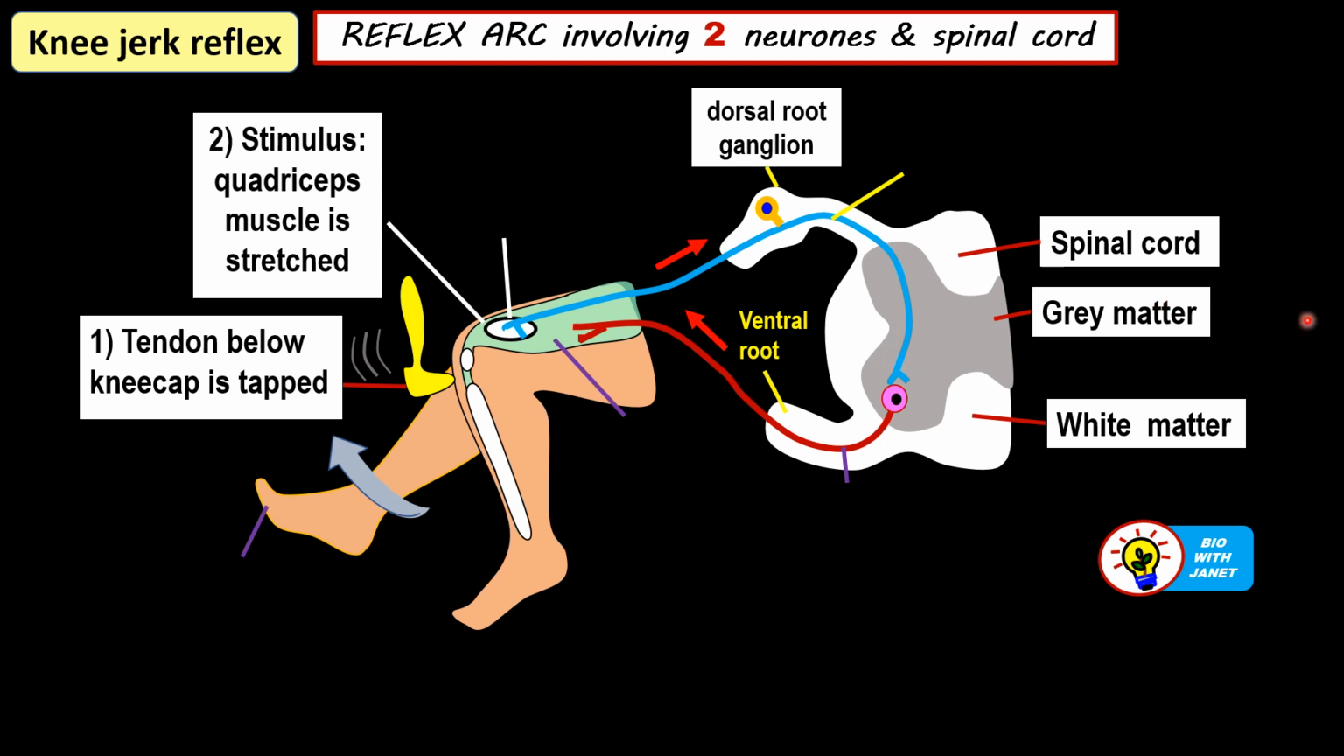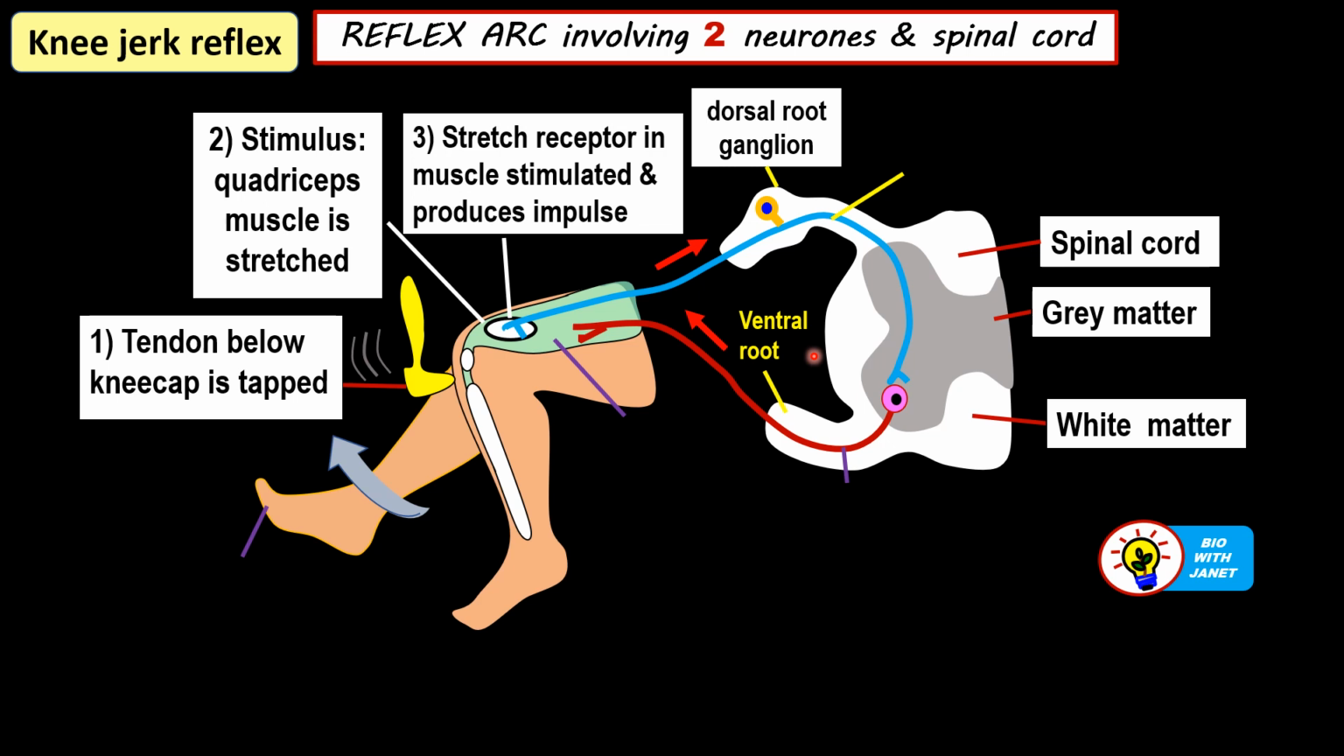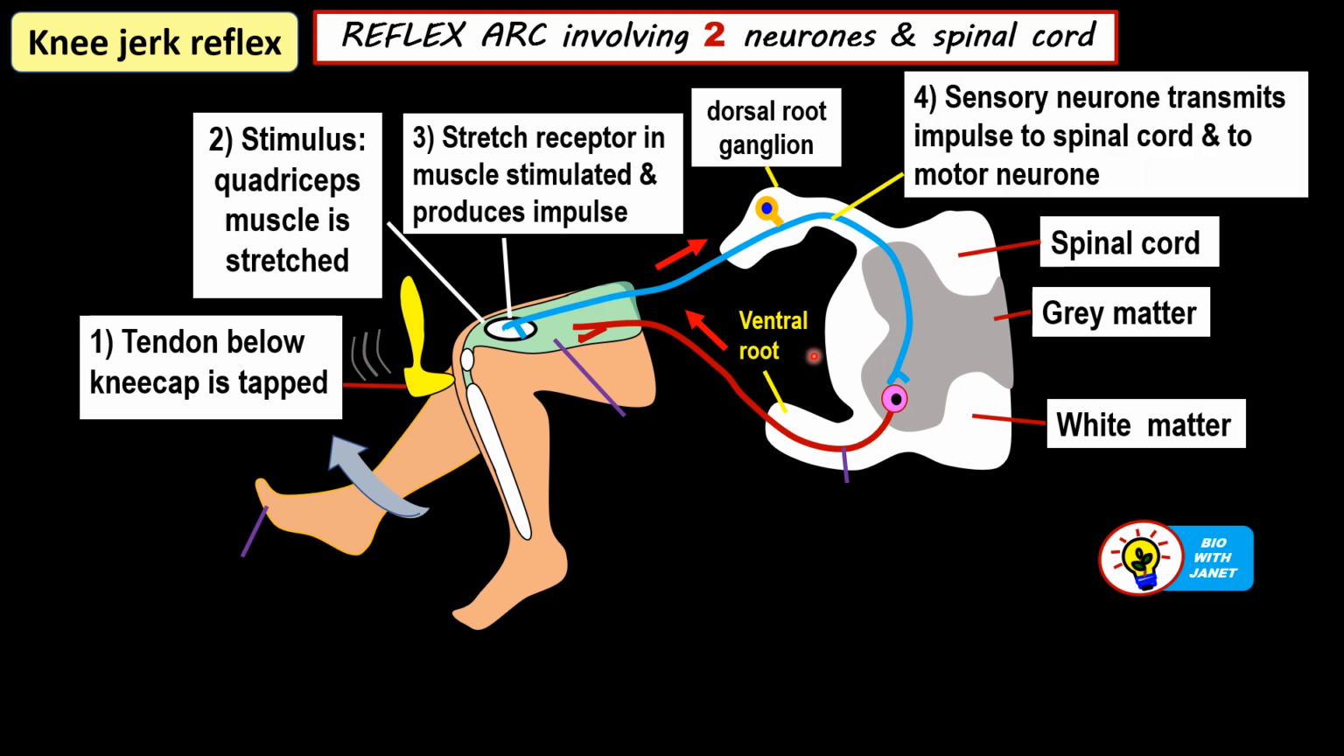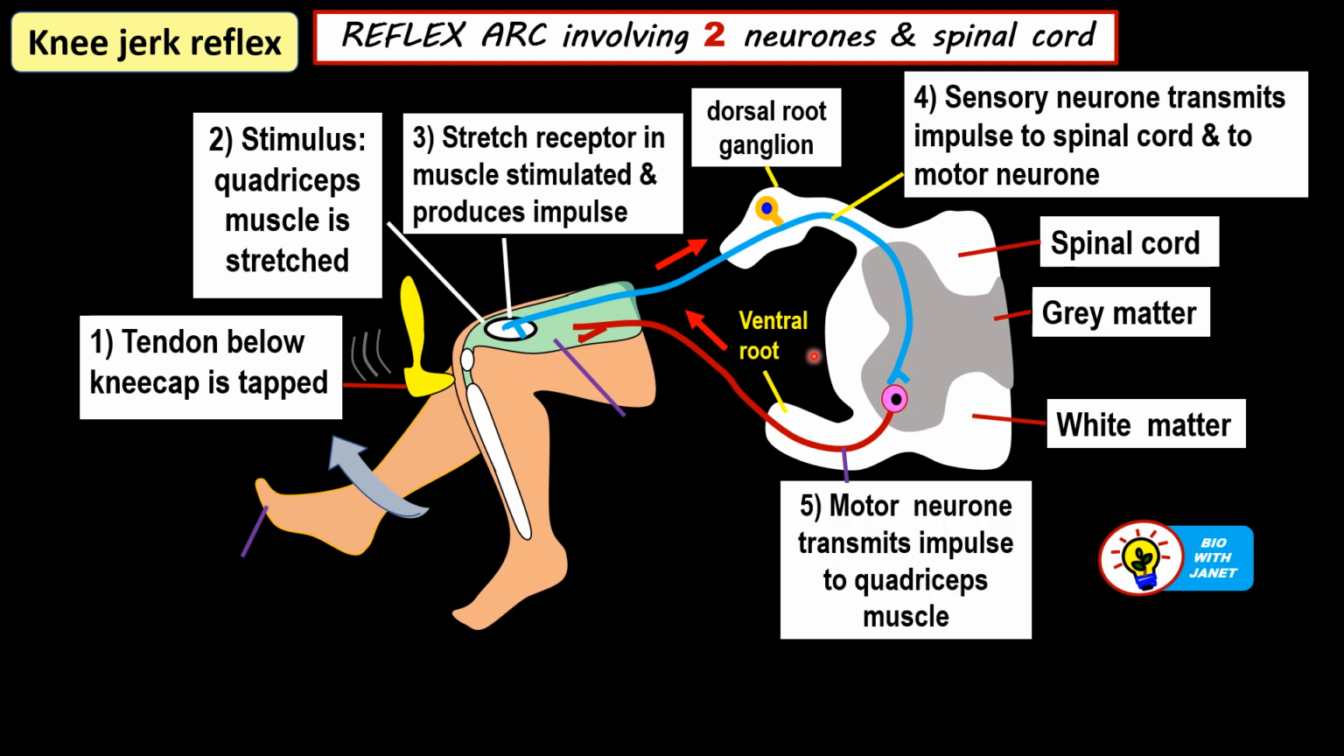Now this is the stimulus. And there's a special receptor called the stretch receptor in the quadriceps muscle that will become stimulated and produce an impulse. So this impulse is transmitted by the sensory neuron to the spinal cord and straight away to the next neuron, which is the motor neuron. All right. So the impulse travels from the sensory neuron past the synapse, the gap in the center here between the two neurons, and then to the motor neuron, right?